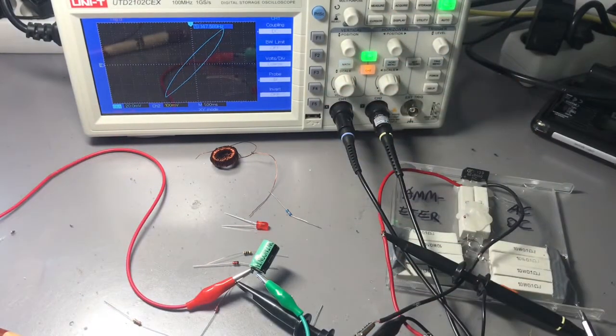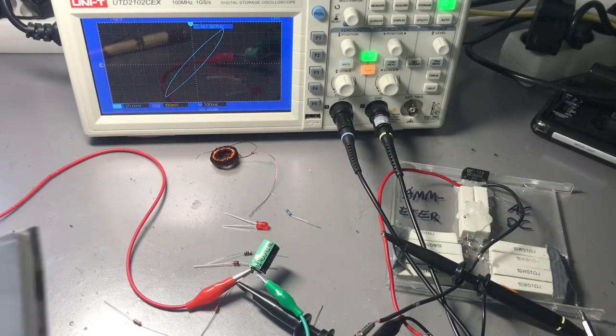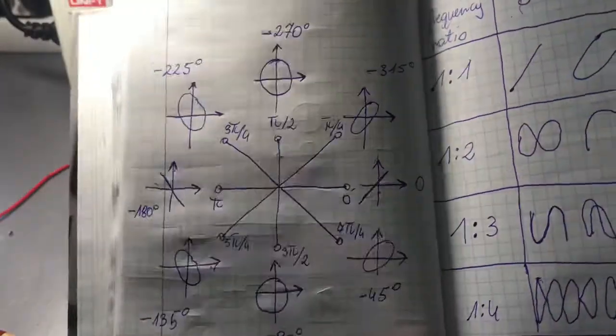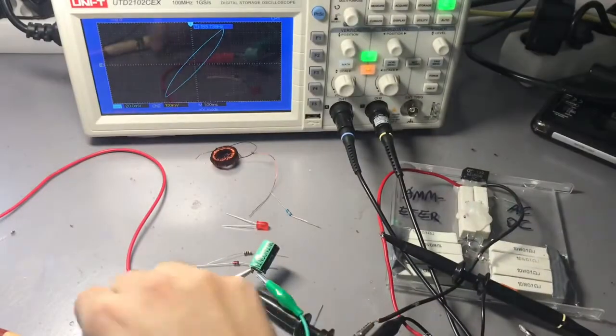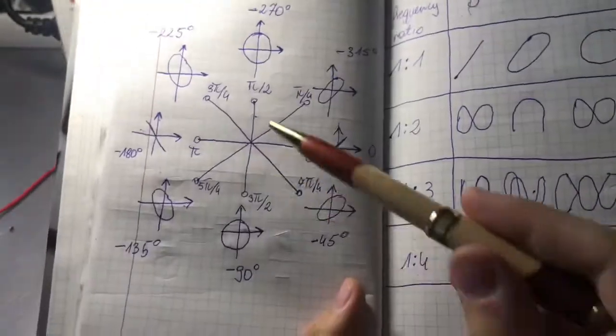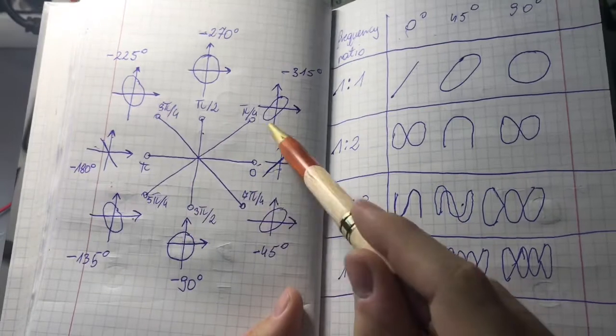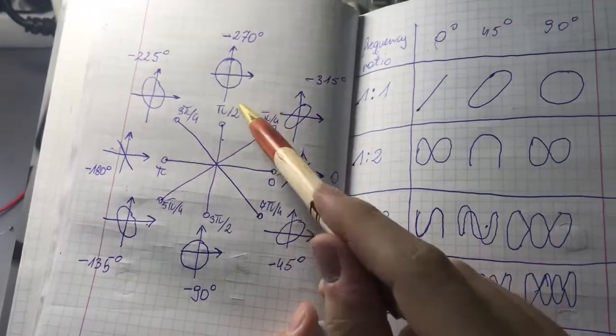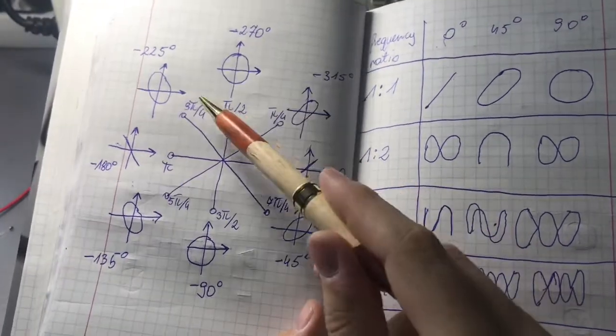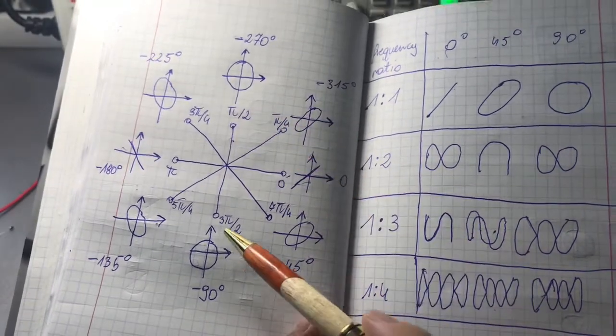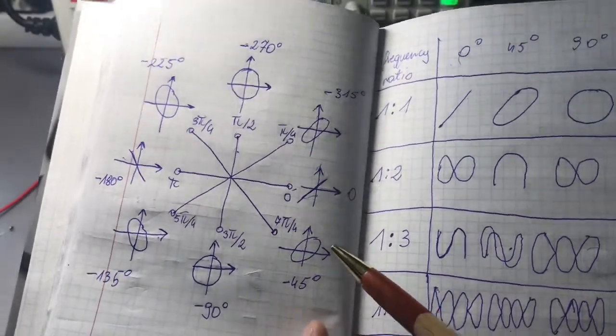So right now it's a good time to explain LCR figures. I don't know how to pronounce it. Here I have nice drawings of those LCR figures. I would call them VI curves. Here we have phase shifts: pi phase shift, 0 phase shift, pi fourth phase shift, pi divided by 2 phase shift, and 3 pi over 2 phase shifts.